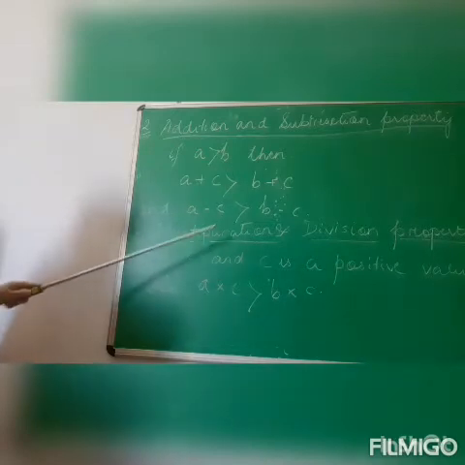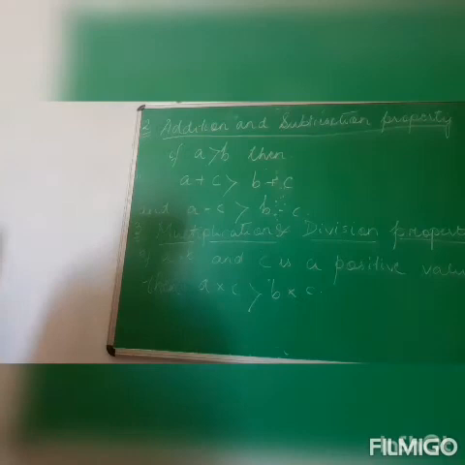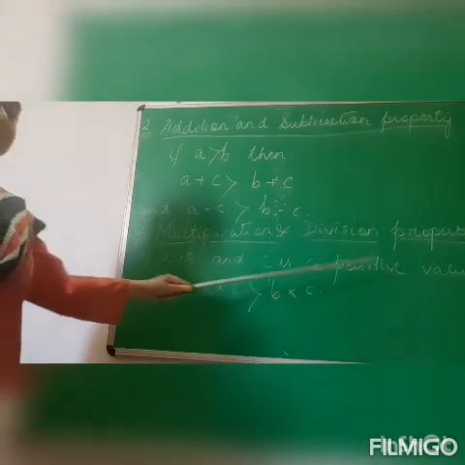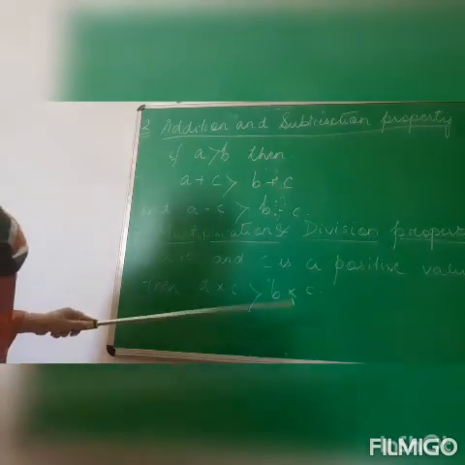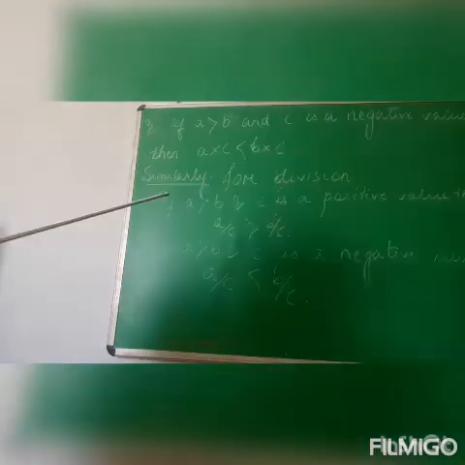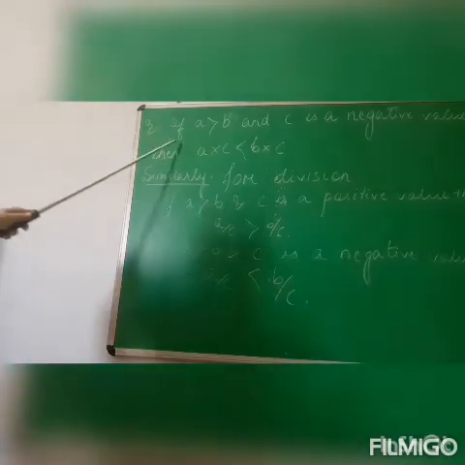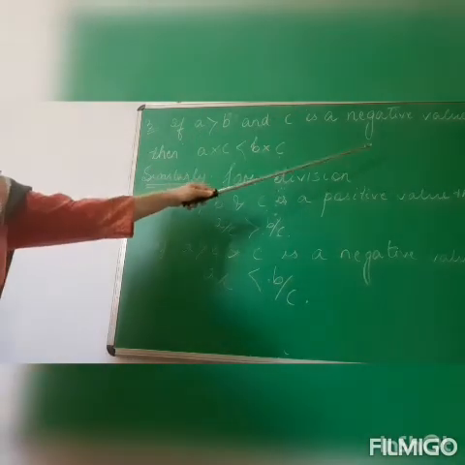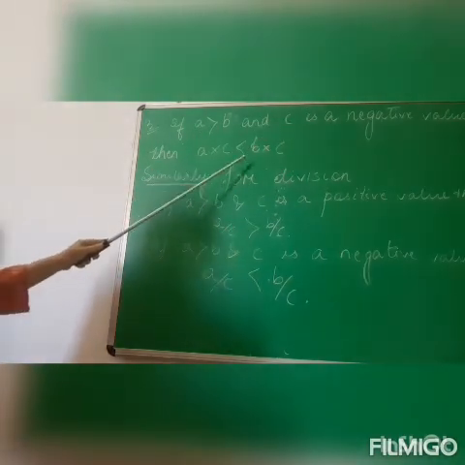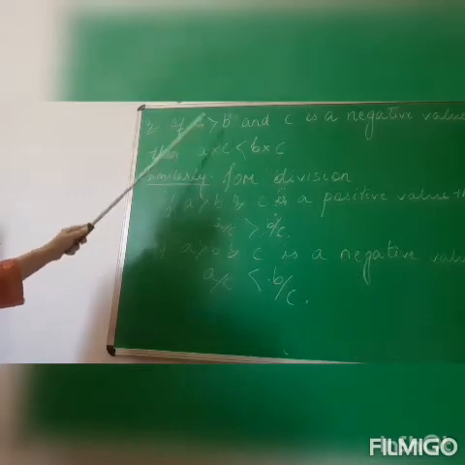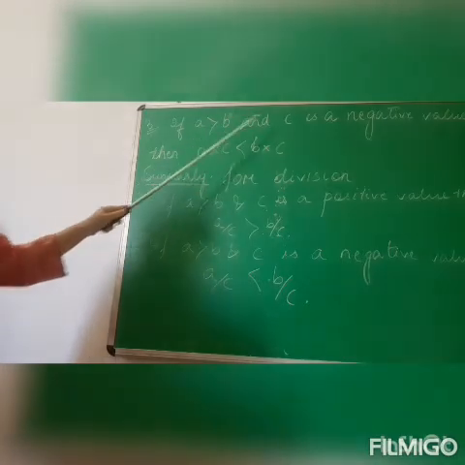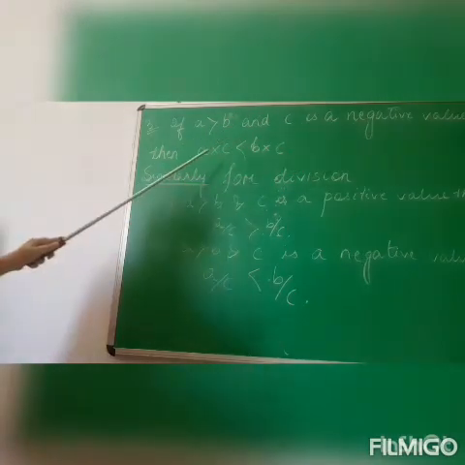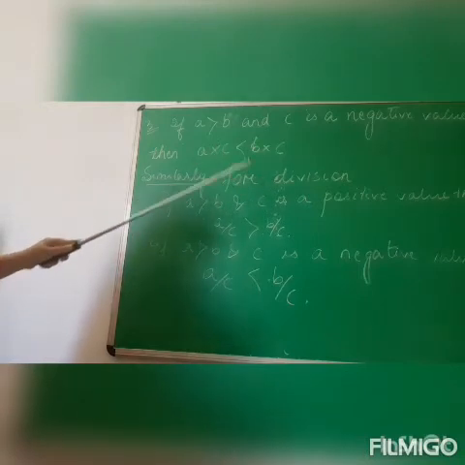The third one is your multiplication and division property. Now in this property what it states is, if A is greater than B, and mind it, C is a positive value, then A into C is greater than B into C. Whereas if A is greater than B and C is a negative value, then A into C is less than B into C. In the first case, A is greater than B and C is a positive value. Here A is greater than B and C is a negative value, then the condition is A into C is less than B into C.